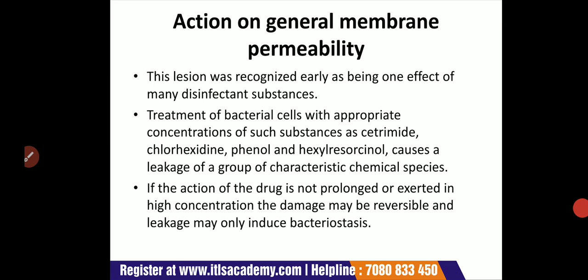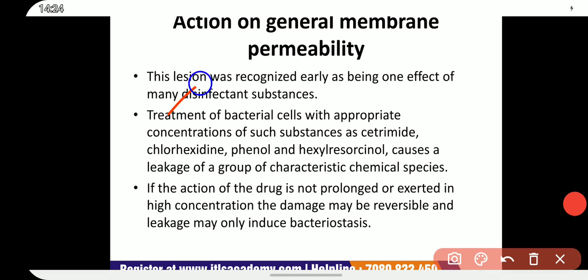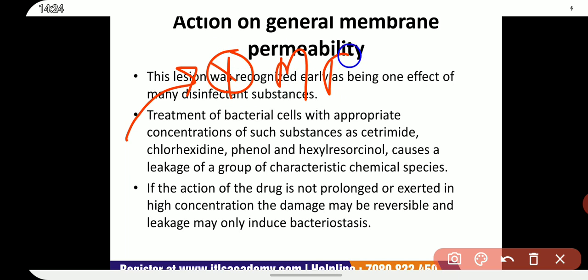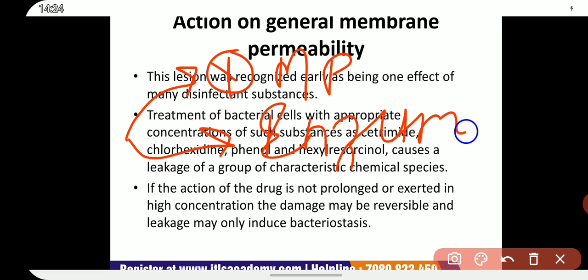Next is action on general membrane permeability. This is the last step of action on the cytoplasmic membrane. As we have studied, there were three actions on the cytoplasmic membrane. First, by inhibiting the membrane potential. Second was acting on enzymes, and the third we are going to study is membrane permeability.